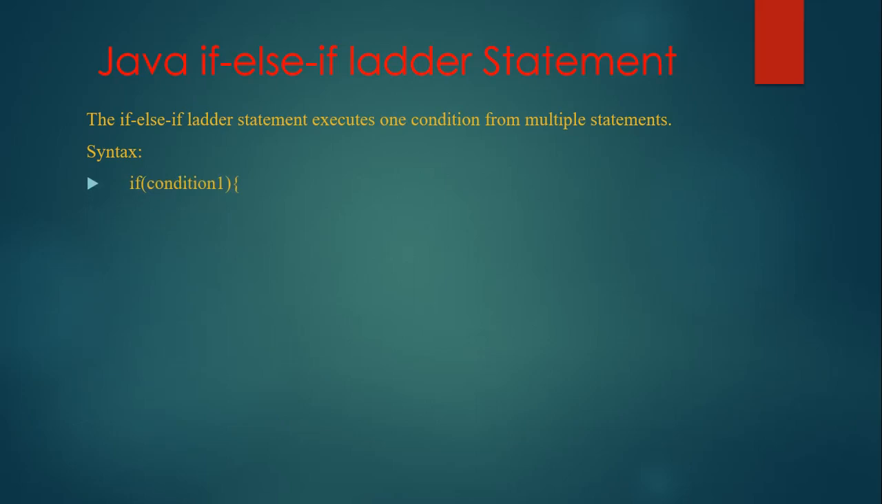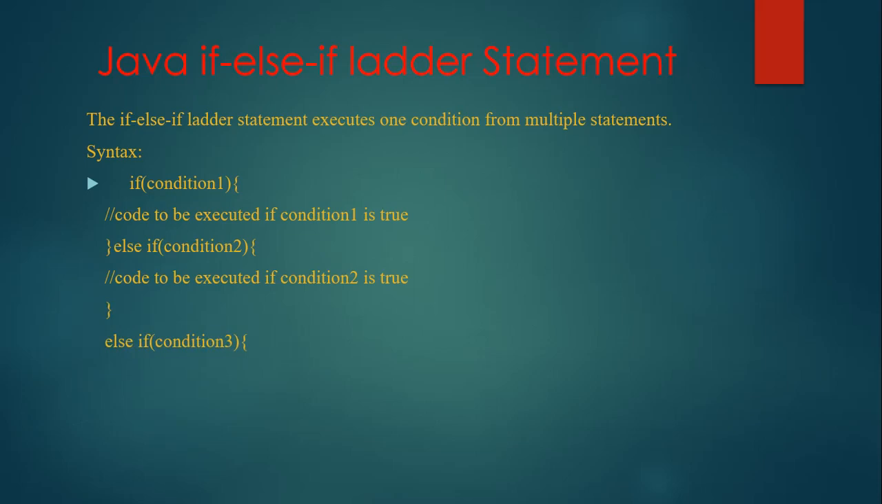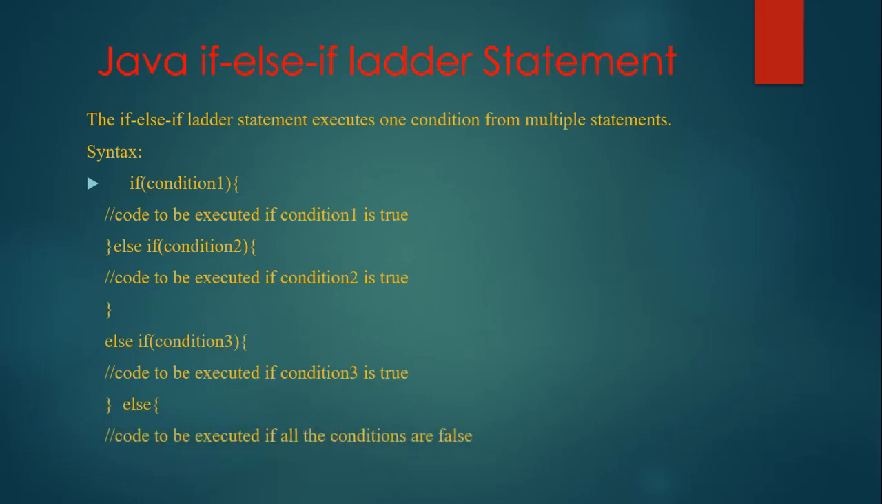Here is its syntax. If condition 1 is not true, then we can go with condition 2. If condition 2 is also not true, then we can go with condition 3. We can go with n number of conditions. And if all the conditions are not true, then we can go with the else statement. So it depends on which condition suits, that block will be executed.